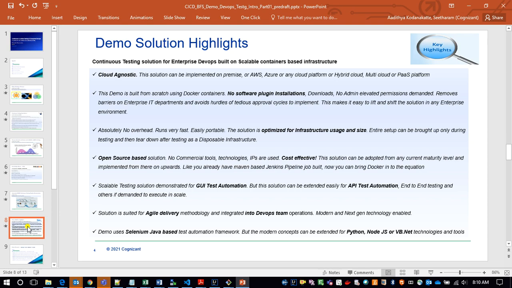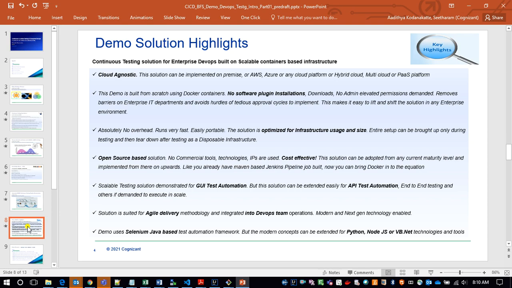So this solution takes that into consideration, and it avoids all the hurdles of tedious approval cycles to implement this solution. This makes it easy to lift and shift the solution into any enterprise environment. That has been taken care of.